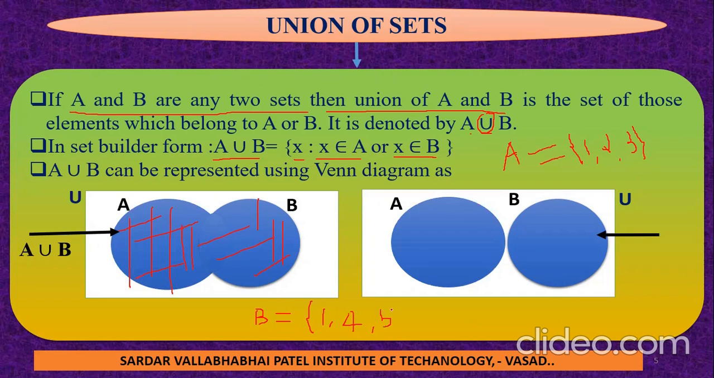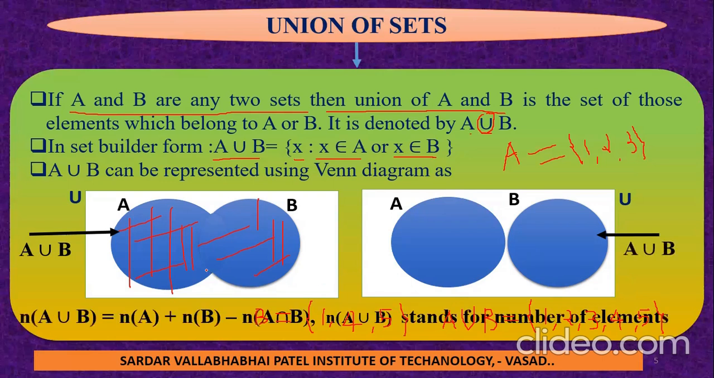So what is A union B? One is a common element, so we write it only one time. 2 is not a common element, so 2. 3 is not a common element, so 3. Then 4 and 5. So A union B is 1, 2, 3, 4 and 5. This is the concept of the union of two sets.